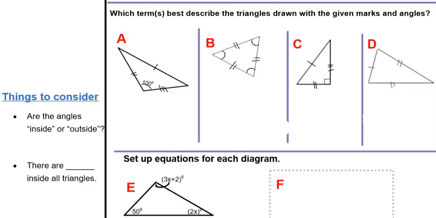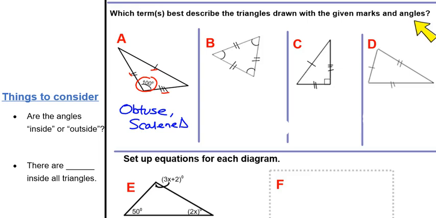All right. For these questions, again, remember it says which term or terms best describe the triangle drawn with the given marks and angles. So you can only use the marks that are given in the picture. When I look at question A, I do see this 100 right here. That's more than 90. And then I look at my tick marks and I have 3 tick marks, 2 tick marks, and 1 tick mark. That tells me that this triangle right here must be an obtuse scalene triangle. 100 degrees, 3 sets of marks.